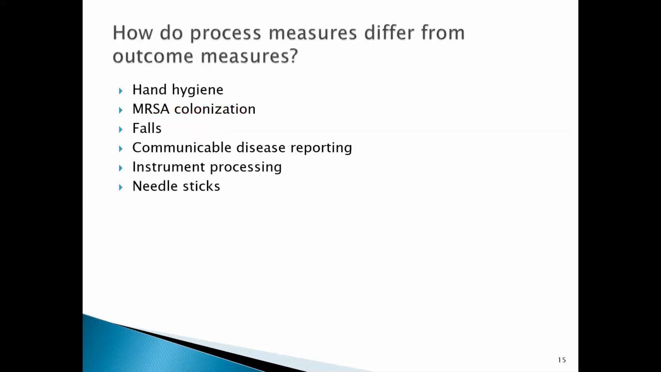Okay, how do these measures differ? So what's a process measure? What's an outcome measure? Examples of process measures would be hand hygiene, that's a process. MRSA colonization is actually an outcome, so that would be an outcome measure. Falls are also an outcome measure. Communicable disease reporting would be a process where the diseases themselves would be an outcome. Instrument reprocessing is a process. Obviously, it has the word processing in it. And needle sticks are outcomes.